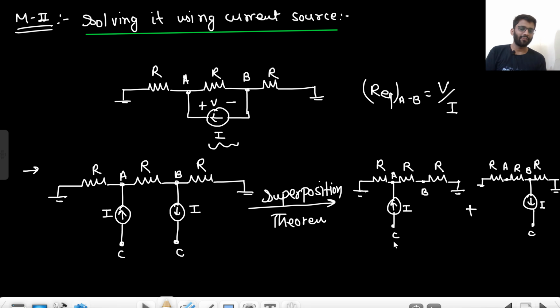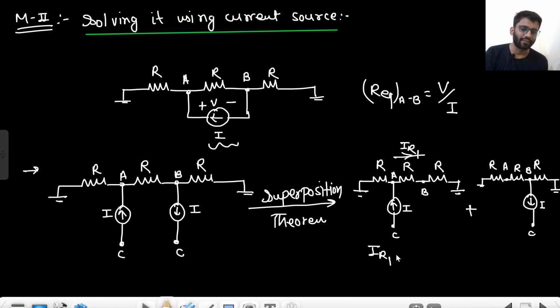Now what I will do, I will first analyze this circuit and get the current in this resistance R. Then I will analyze this circuit and get the current in this resistance. Now if I am assuming this current as IR1, tell me.